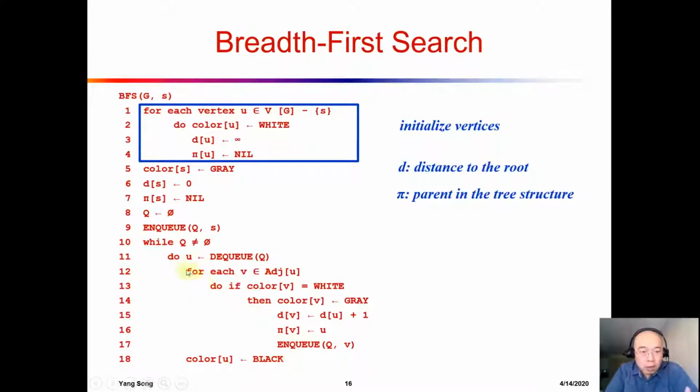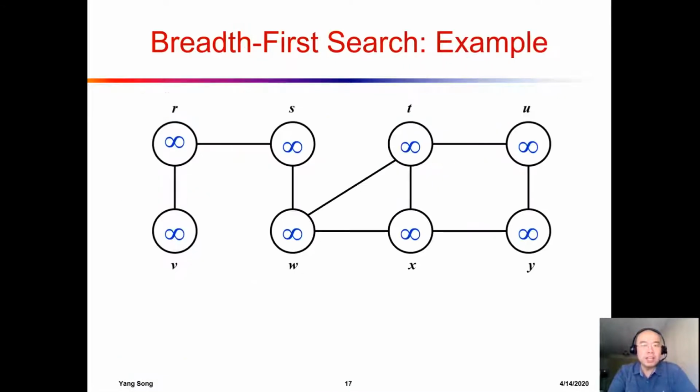Okay, and how do we explore the adjacent nodes? For each of the adjacent nodes, if the color of the adjacent node is white, then we want to color that as gray. And then for the new node v, the distance to the root will be d.u plus 1, and then u will be v's parent, and then we also put that v into the queue. Okay, so the code itself is dry enough, and probably you didn't enjoy it too much. And let's see an example.